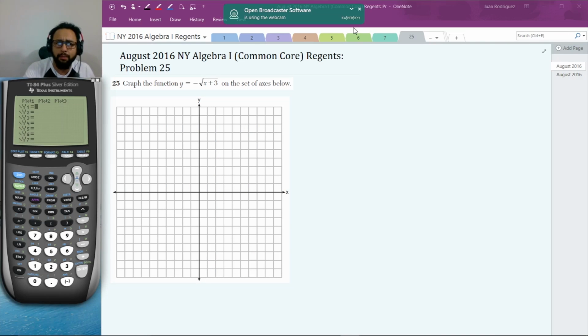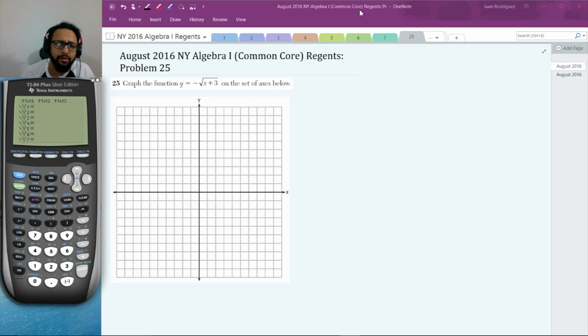Today we are working on problem 25 of the August 2016 New York Algebra 1 Common Core Regents. If you need to find these problems, they're online. Go to nysedregents.org. You can find them there. Click on the appropriate tabs. They're all available for you.